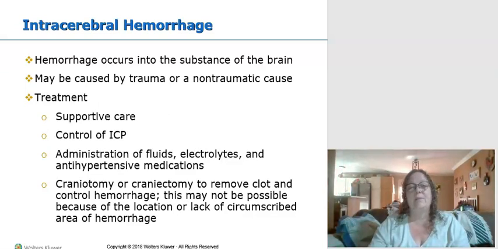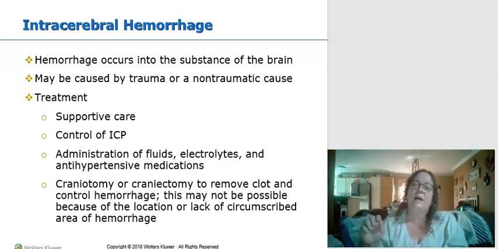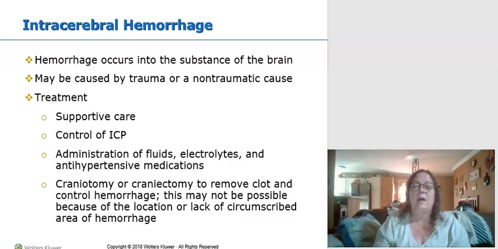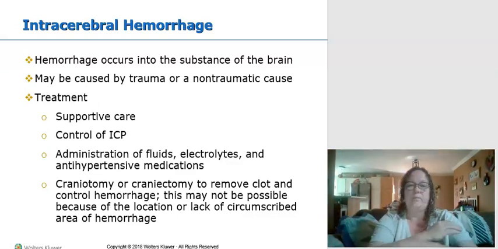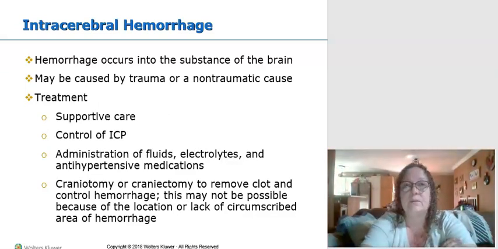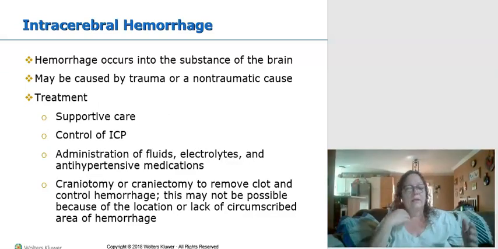So intracerebral hemorrhage, this is hemorrhage that occurs into the substance of the brain, may be caused by trauma or non-traumatic causes. If it's a traumatic cause, some sort of injury, then it's considered a traumatic bleed. Your non-traumatic bleeds are considered a hemorrhagic stroke. And the signs and symptoms will be the same as a stroke.